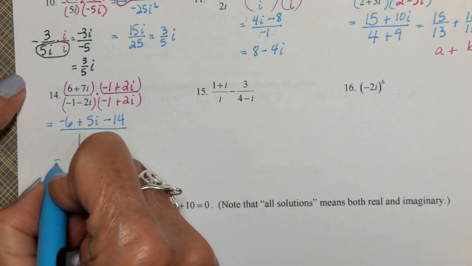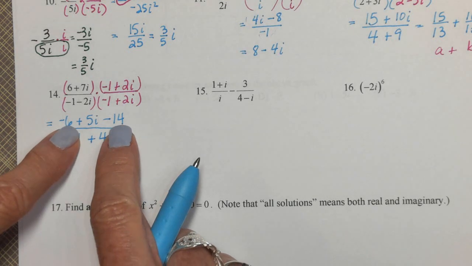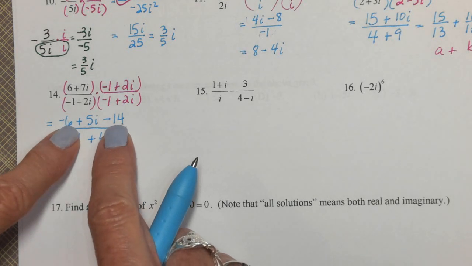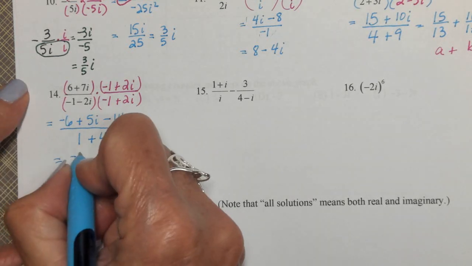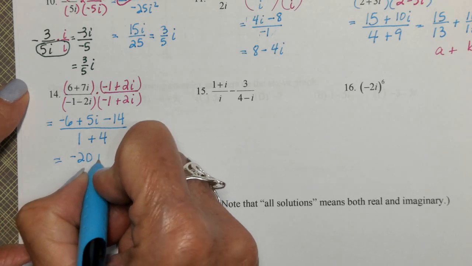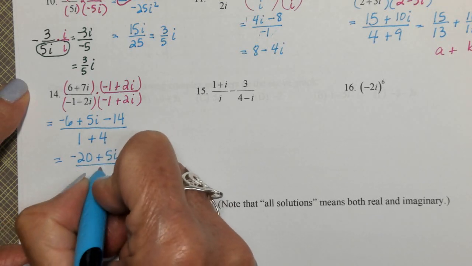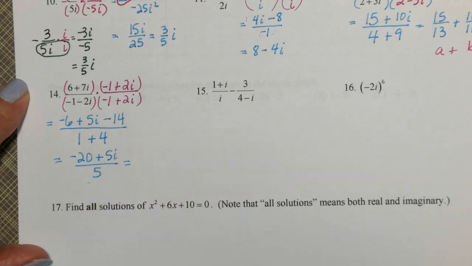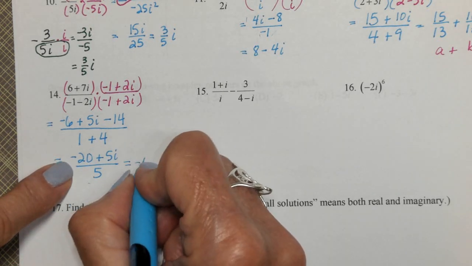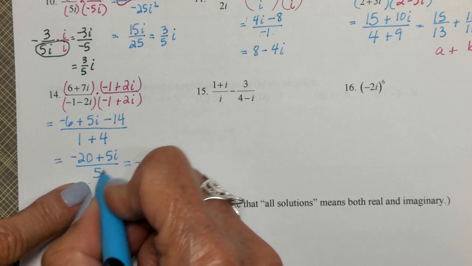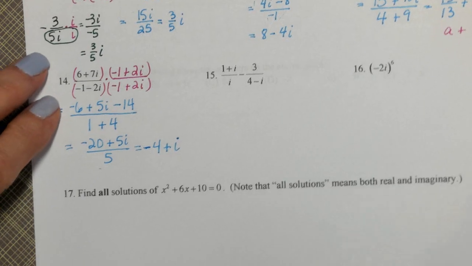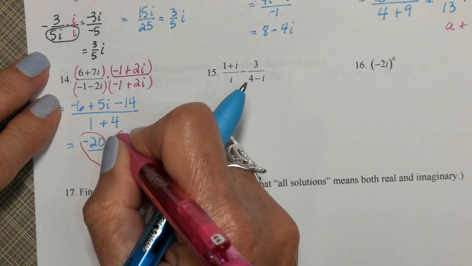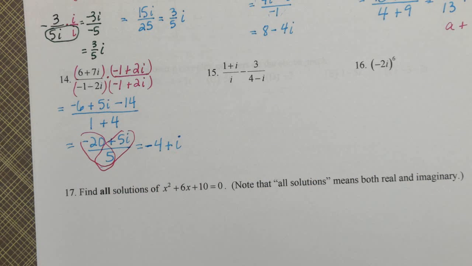So let's write the real part first. Negative 6 minus 14 is negative 20, divided by 5. I better write this in 2 steps. Negative 20 plus 5i divided by 5. Negative 20 over 5 is negative 4, plus 5i over 5 is i. So negative 4 plus i. Remember, when you do this at the end, you're dividing both of those terms. Make yourself a little heart.